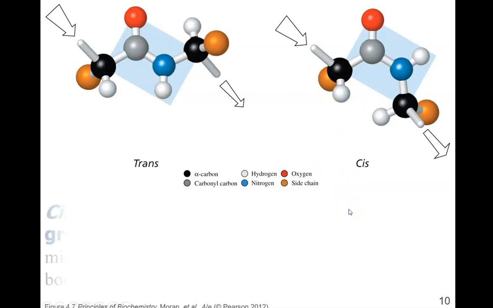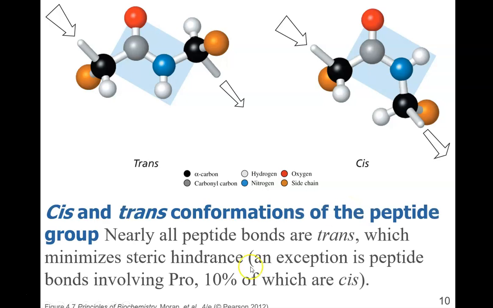I hope you can tell from this picture that nearly all peptide bonds are trans. You can see that you have a lot less steric hindrance with the carbon-nitrogen bond in the trans conformation than in the cis conformation. The exception is peptide bonds involving proline. Remember, proline is the only secondary amino acid. About 10% of those are in the cis conformation.